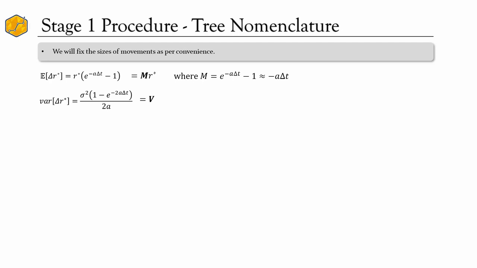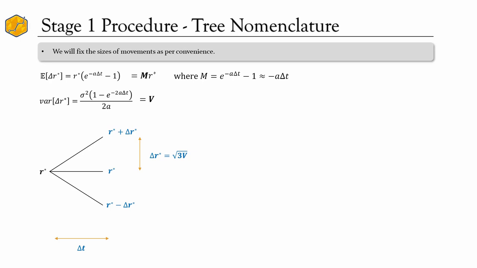Now, in the tree, the up move and the down move sizes should be aligned to the volatility, right? The higher the volatility, the further apart should be the up move and the down move factors. So the up move size and the down move size are always tied to the volatility of the process. So for convenience, we will take delta R star as square root of 3V. This is just a matter of convenience, and we will fix that.